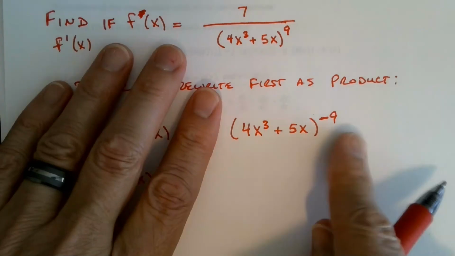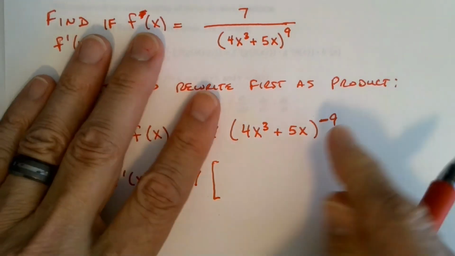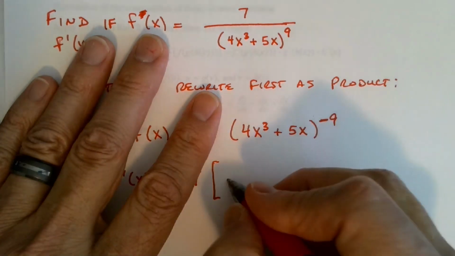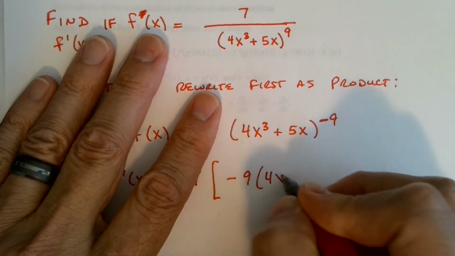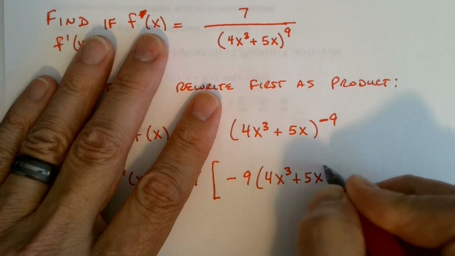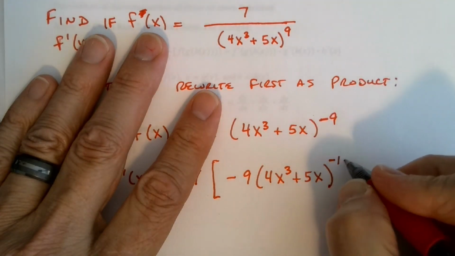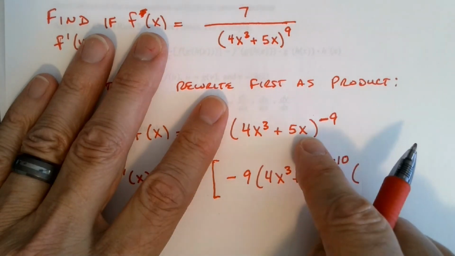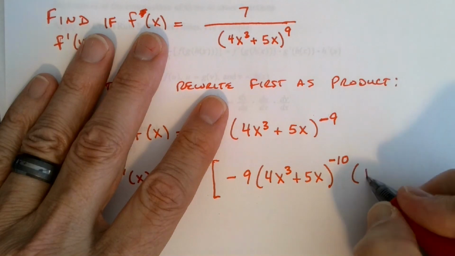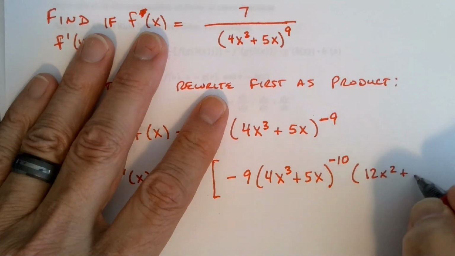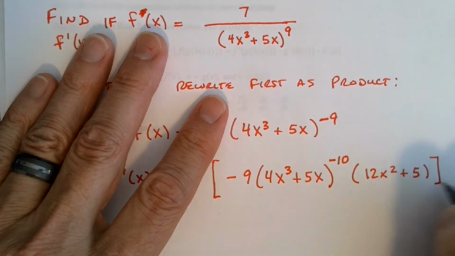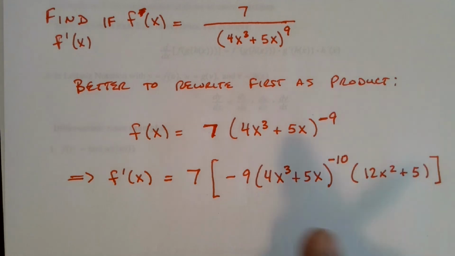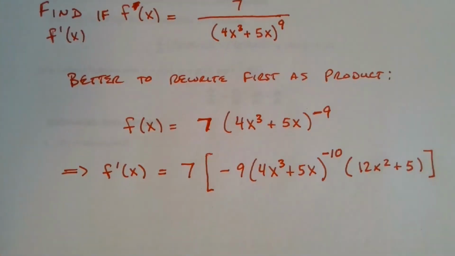Times the derivative of all this stuff, which is what? Well, it's u to the negative 9. It's the generalized power rule. Bring the negative 9 down in front, 4x cubed plus 5x. Subtract 1 from negative 9 gives me negative 10. Times the derivative of what's inside. Well, what's inside is 4x cubed plus 5x. Derivative of 4x cubed is 12x squared. Derivative of 5x is 5. So this was the constant multiple rule, and then we have the generalized power rule, the chain rule.